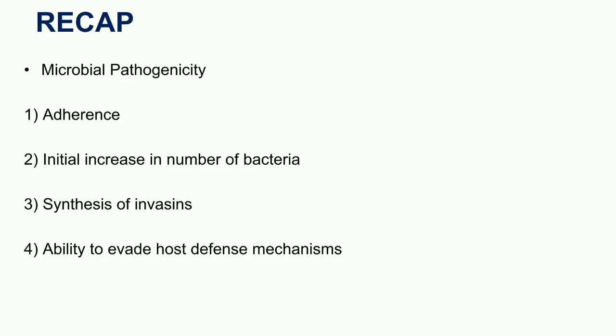The fourth step was the ability to evade the host defense mechanisms. And the fifth step was the production of toxins which are able to cause disease in the host cells. In today's video, we'll be mainly talking about virulence genes and pathogenicity islands.